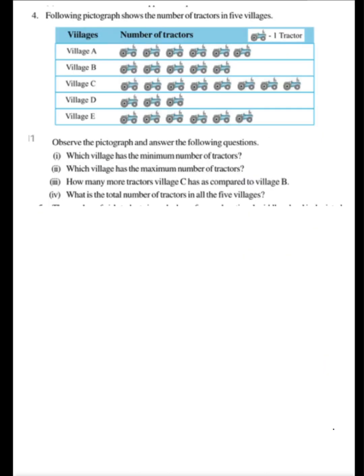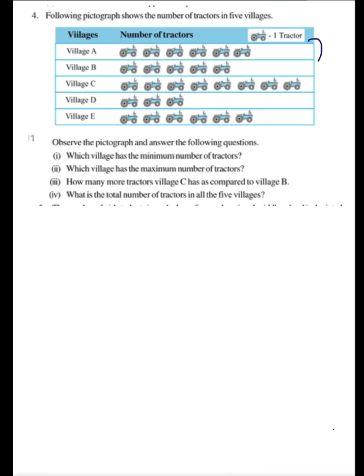That is, a pictograph is given here and it shows the number of tractors in 5 villages: Village A, B, C, D and E. After observing this pictograph, you have to answer the following questions. This is very easy. And the first question is what? Which village has the minimum number of tractors?